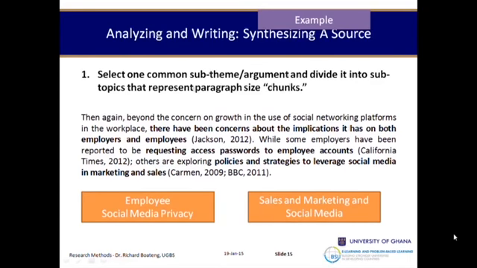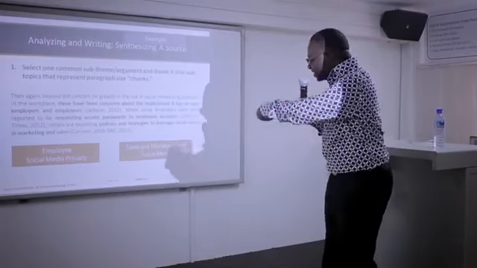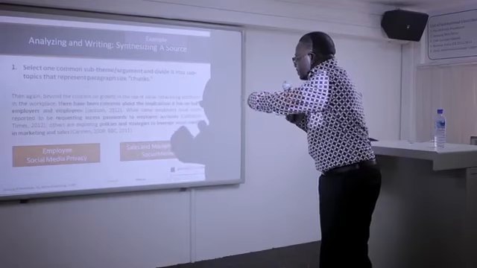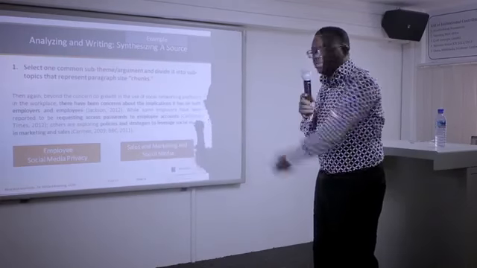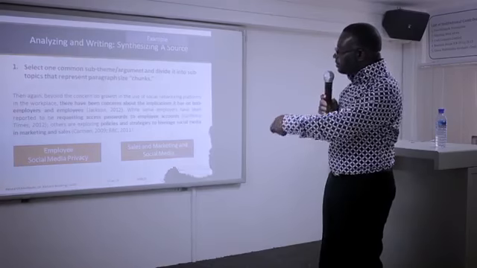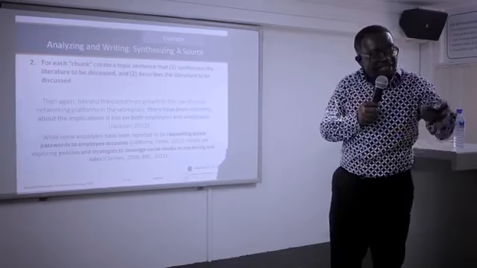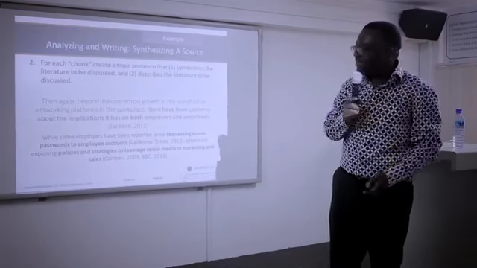So there's concern one and concern two. When we put them together, we have concerns about social media in the workplace. You see what is happening here? Concern one, concern two. Put them together: concerns about the implication it has on employers and employees. So one sub-theme can be broken into two, or an argument can be broken into two, and each can represent a paragraph or a sentence.